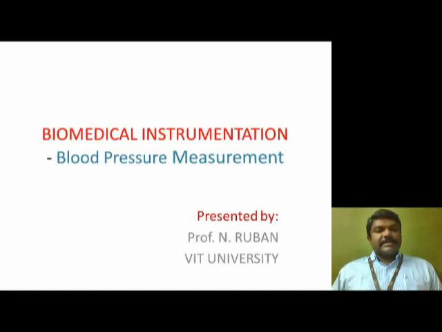Today I am going to talk about the cardiovascular system and a very important diagnostic tool which is used as an indicating measurement for cardiovascular function identification. So in that aspect, first let me give you an overview about the cardiovascular system.